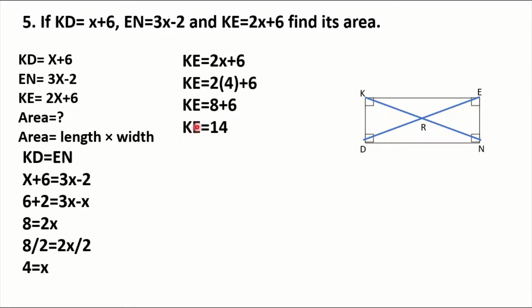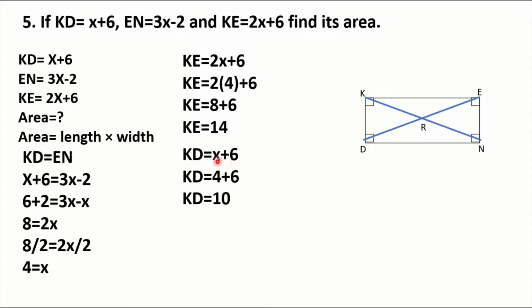Para makuha mo ngayon yung value ng mga side, you have to substitute the given value. So, KE is equal to 2x plus 6. Ito yon yung sa taas. That is 2x plus 6. Substitute mo na lang yung value ng x. So, 2 times 4 plus 6. 2 times 4 is 8 plus 6 is 14. Therefore, this side is 14. If this is 14, what is the measure of DN? 14 as well, no?